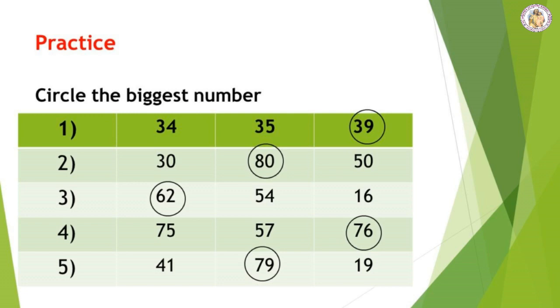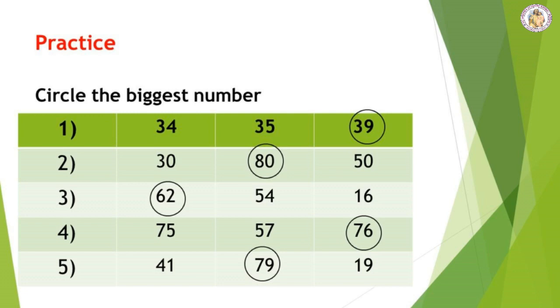Right, among these two you have to find which one is bigger. Yes, automatically you have to see the ones place. So 75 or 76, yes, 76 is the biggest number. The fifth one, the set of numbers is 41, 79 and 19.